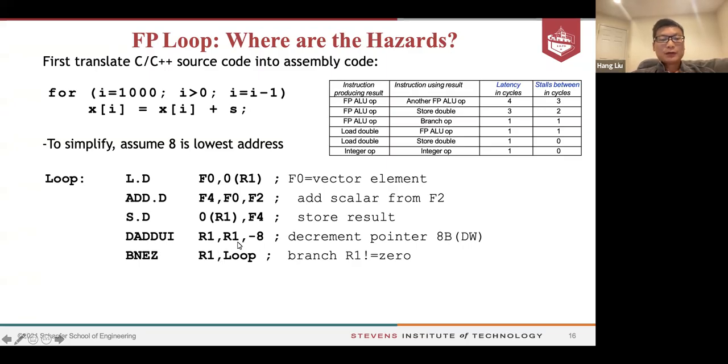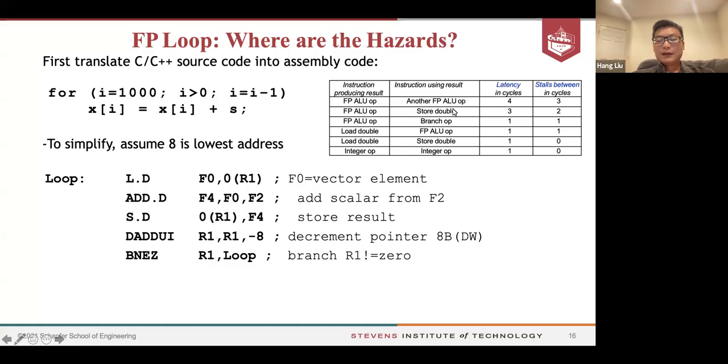Before we go to the next xi, we have to do a comparison. We see if R1 is equal to 0. If it is, then we exit. If it is not, then we go back to the loop and do the execution again. Okay, I think this is clear.